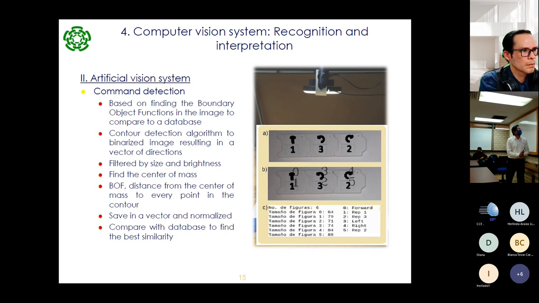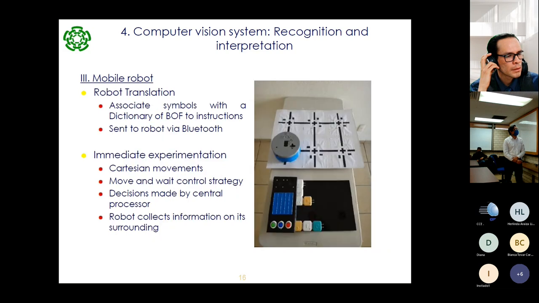This is used to find the boundary object function, which is the distance from the center of mass to every point in the contour found. The boundary object function is set in a vector and normalized to finally be compared with a database, using the same process done to the image, to find the best similarity. The database used was of 619 images of every combination of tokens available.